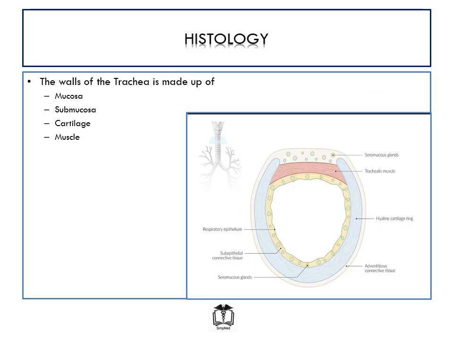Histologically, the trachea is divided into four major parts. So you have four major walls of the trachea that surround its lumen, and these structures are described from inside to outside as: first of all the mucosa layer, then the submucosa layer, then the cartilage, and then the muscle.